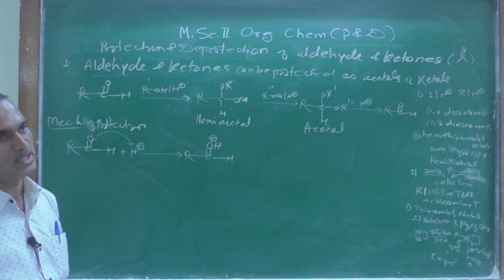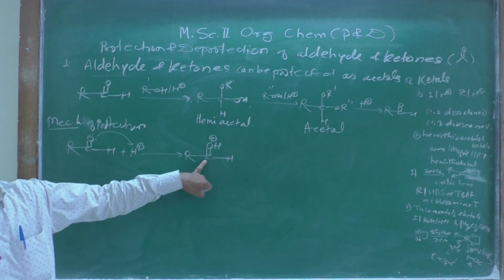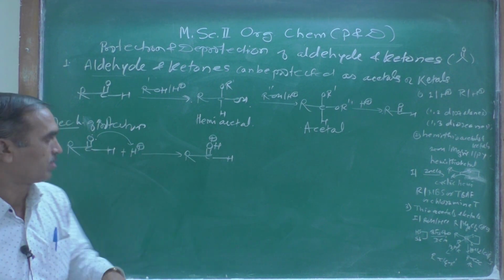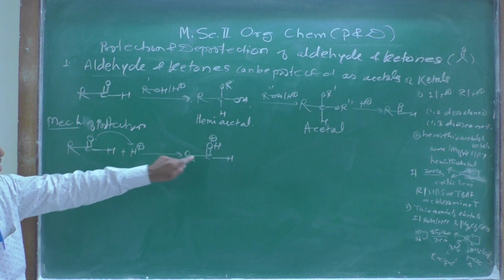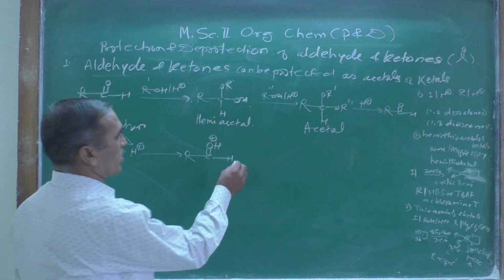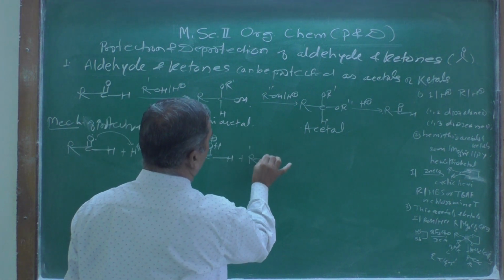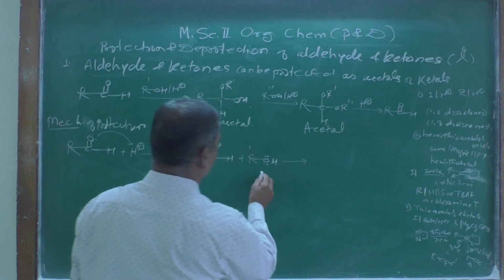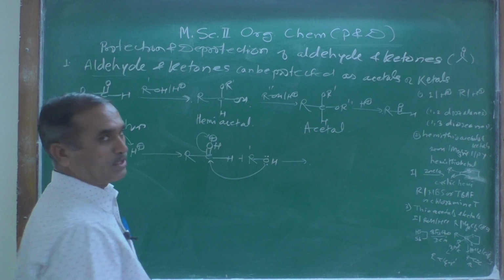When positive charge comes on that, the carbonyl carbon atom becomes more electrophilic in nature than the simple carbonyl carbon atom, right? This one is more electrophilic in nature, and therefore the nucleophile is going to attack there. As we know, here R dash OH, the lone pair which is present on the oxygen atom, attacks on this carbonyl group. That positive charge gets neutralized.